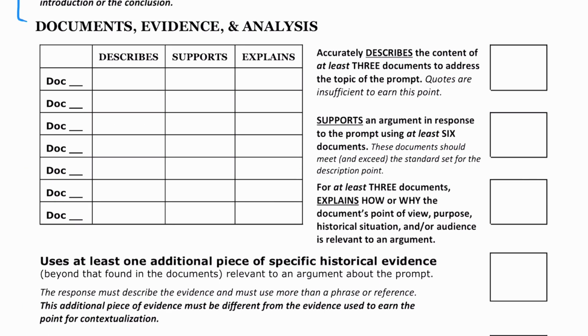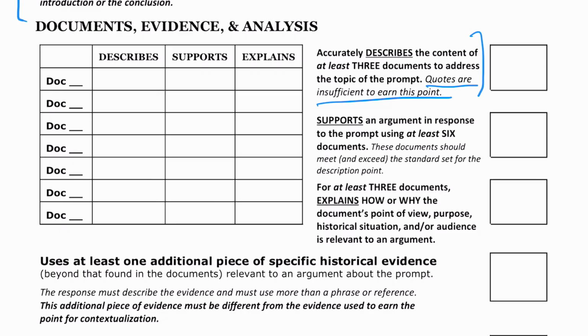So let's take a look at the rubric. Here's the first of the evidence points. This says it accurately describes the content of at least 3 documents to address the topic of the prompt. And notice that it says quotes are insufficient to earn this point.